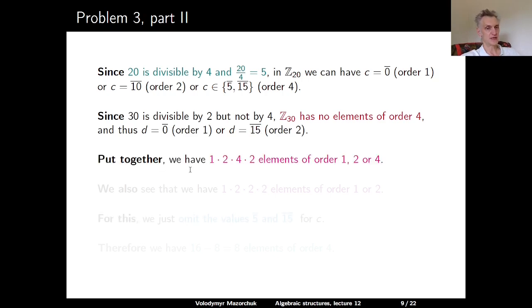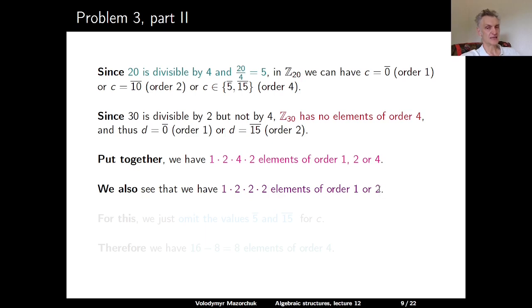Since our choices are independent, putting everything together, we have 1 times 2 times 4 times 2 elements of order 1, 2, or 4. So we can choose A in one way, B in 2 ways, C in 4 ways, and D in 2 ways. Similarly, if we forget the choices for C as 5 or 15, we have 1 times 2 times 2 times 2 elements of order 1 or 2.